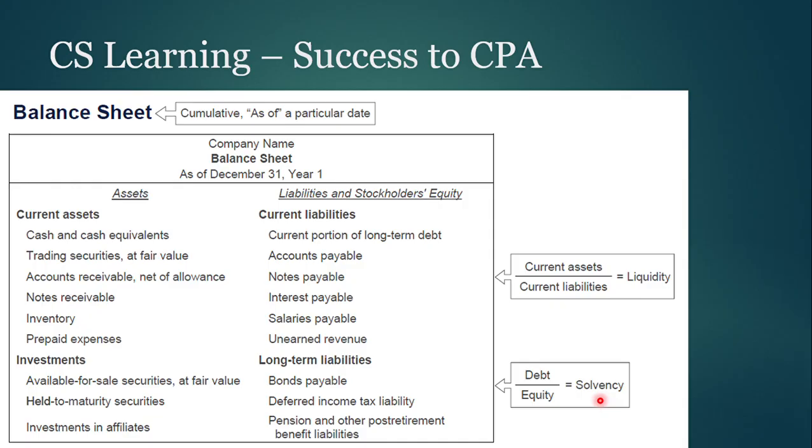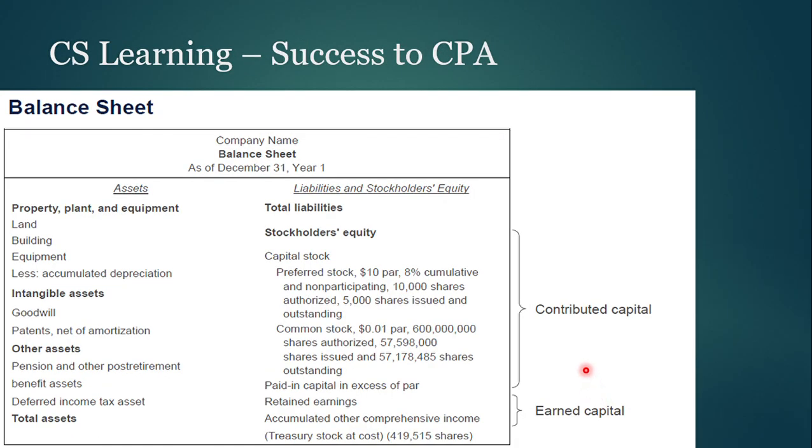Let's move to the next slide. The next slide is also part of the balance sheet. As per US GAAP, as I mentioned, this is the assets part only, but it relates more toward non-current assets. So we have land, building, equipment, goodwill, patent, pension, other post-retirement benefit assets, deferred income tax assets, etc. And on the liability side we have the capital: preferred stock and common stock.